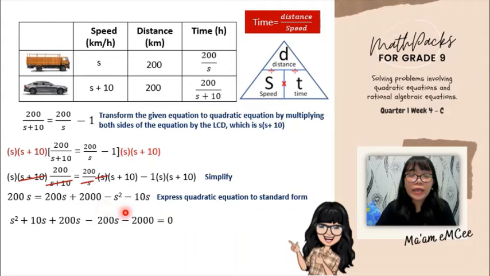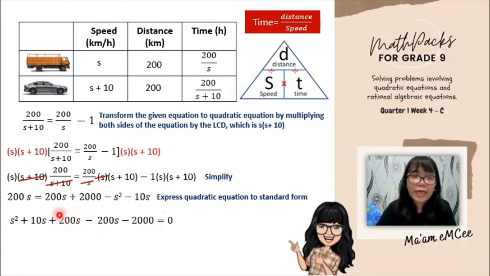So negative S squared transposed to the other side of the equation will become positive S squared. Negative 10S will become positive 10S. And then we copy 200S. And then we have here 200S transposed to the other side. We will have negative 200S. And then positive 2000 transposed to the other side will become negative 2000. And that will be equal to 0.